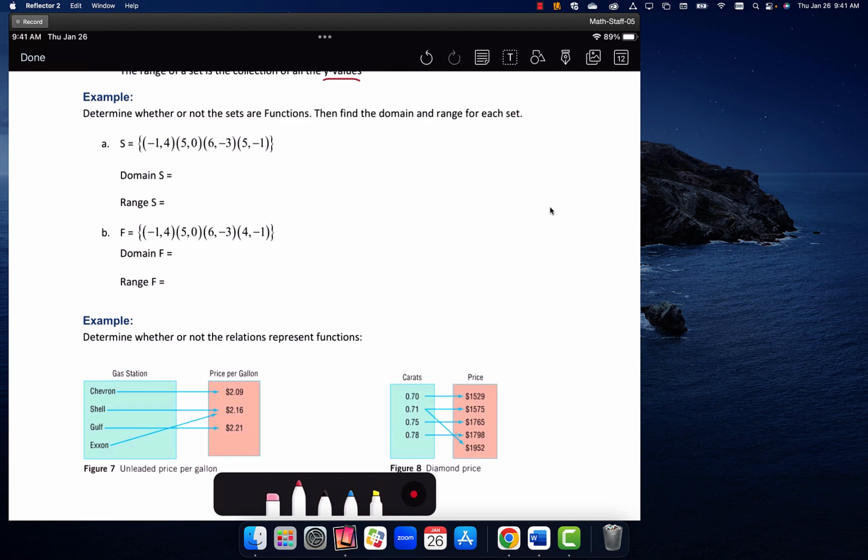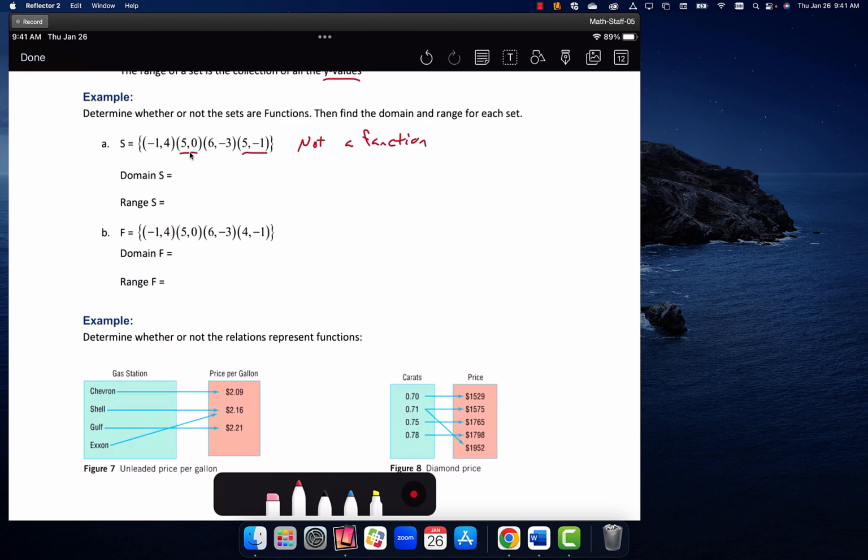And looking at this first set, notice that 5 occurs twice in this set. 5 corresponds to 0 and 5 corresponds to -1. So this one is not a function because, again, the definition of a function is for every x you have one y value. And in this case, 5 corresponds to more than one y value, so it's not a function. We can still determine domain and range though.